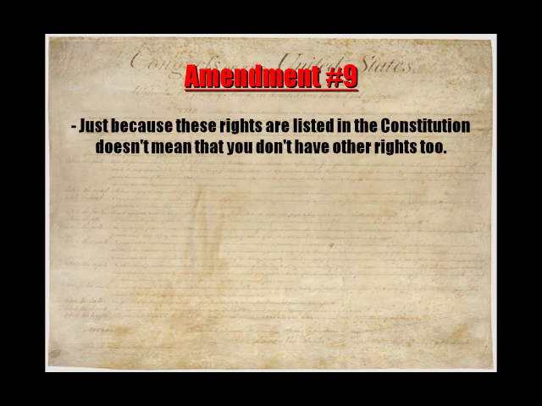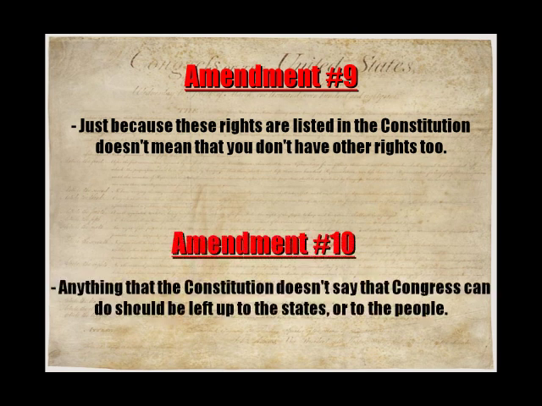Amendment number 9 is just because these rights are listed in the Constitution doesn't mean you don't have other rights too. So the Bill of Rights gives you certain rights, but there are other rights that you have that maybe are not mentioned. Number 9 kind of covers everything else. Number 10 is anything that the Constitution doesn't say Congress can do will be left up to the states or to the people. So anything that Congress doesn't handle will be given to the states. Number 9 and 10 are not real exciting amendments, but they're there and they're part of the Bill of Rights.